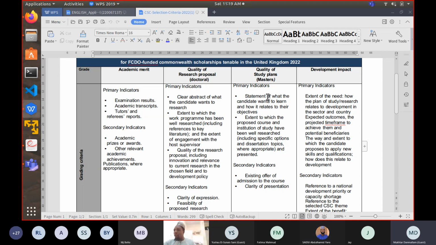Okay. So this is from the Commonwealth, and they look at three things basically for the selection. There is academic merit, and if someone is applying for a PhD, then the quality of the research proposal, and for those going for MSc, their study plan, and then developmental impact. I think this developmental impact carries a very good weight, even more than academic merit.